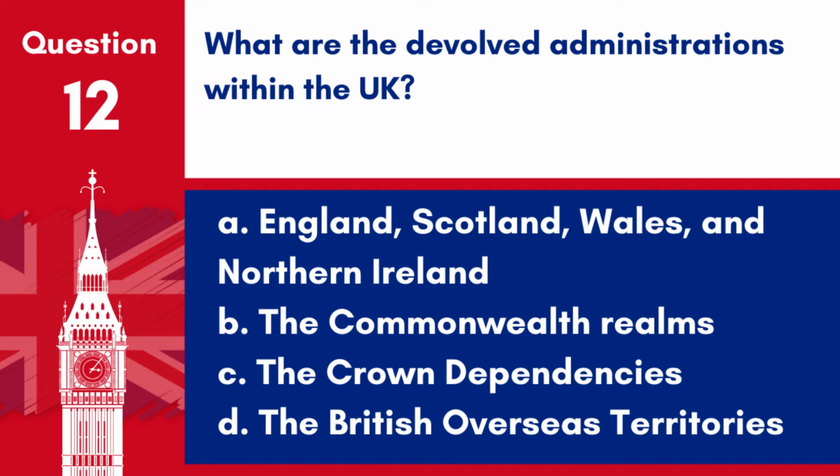Question 12. What are the devolved administrations within the UK? A. England, Scotland, Wales and Northern Ireland. B. The Commonwealth realms. C. The Crown dependencies. D. The British Overseas Territories. Answer: A. England, Scotland, Wales and Northern Ireland. The devolved administrations within the UK are England, Scotland, Wales and Northern Ireland, each with varying degrees of legislative power.